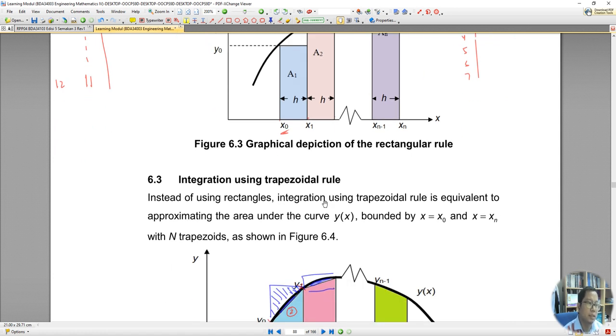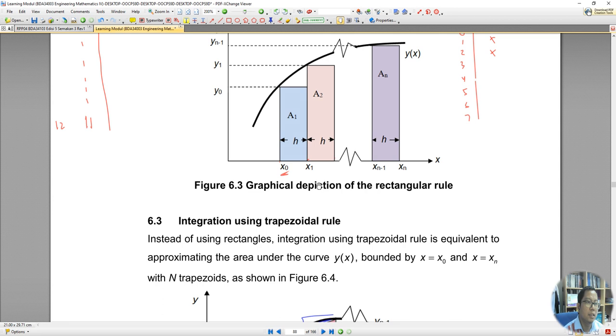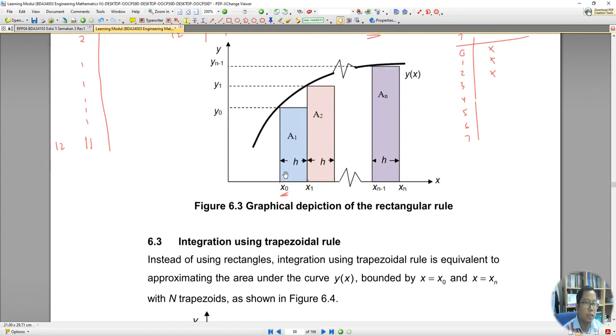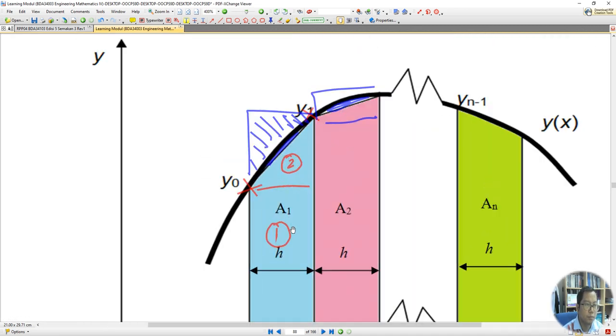So another method is by using the trapezoidal rule. The trapezoidal rule is able to minimize the error. You can compare: this one is the trapezoidal and this one is the rectangular method. In the rectangular method we neglect the area here, so the area here is considered the error. By using the trapezoidal rule we manage to decrease the error.